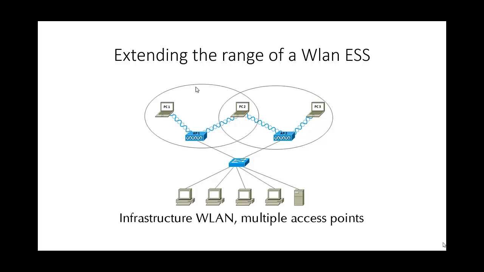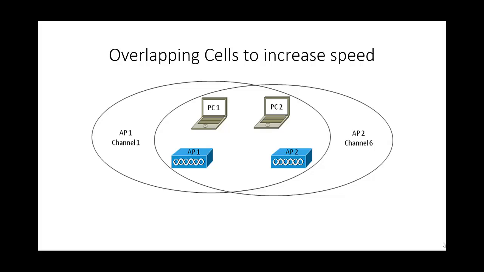As well as increasing coverage, an ESS WLAN can achieve greater data throughput by having overlapping radio cells which use different non-overlapping channels. On the screen now, access points 1 and 2 use non-overlapping DSSS channels 1 and 6 respectively in the 2.4 GHz band. PC1 and PC2, which are in both radio cells, are fitted with cards that can establish links to both access points. Using the two non-overlapping channels, because the channels do not overlap, there is no interference between the two sets of signals.